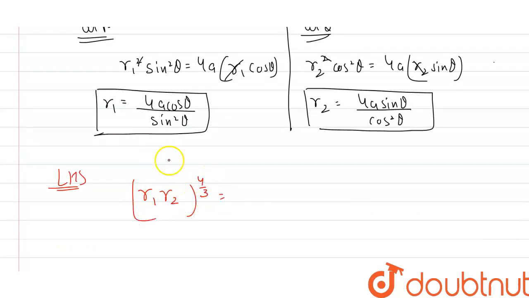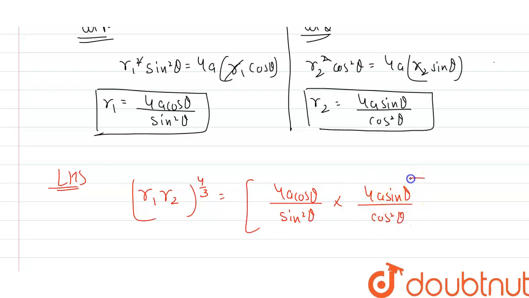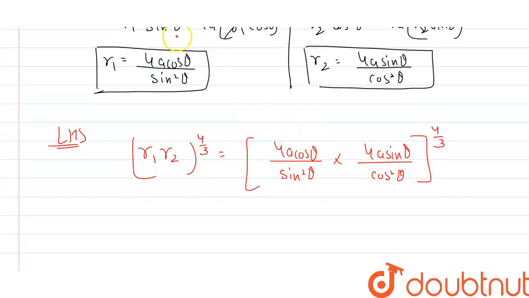We have the values of R1 and R2, so let's find out. R1 is basically 4a cos theta divided by sin square theta, with the product of R2, which is 4a sin theta divided by cos square theta, all to the 4 by 3 power. Now this can be done as 4 into 4, and a cos theta, a sin theta. The cos theta cancels out with cos theta, and sin theta cancels out with sin theta. So what are we left with?